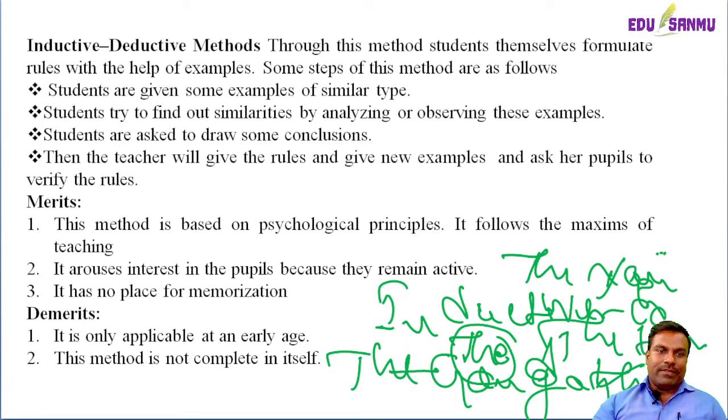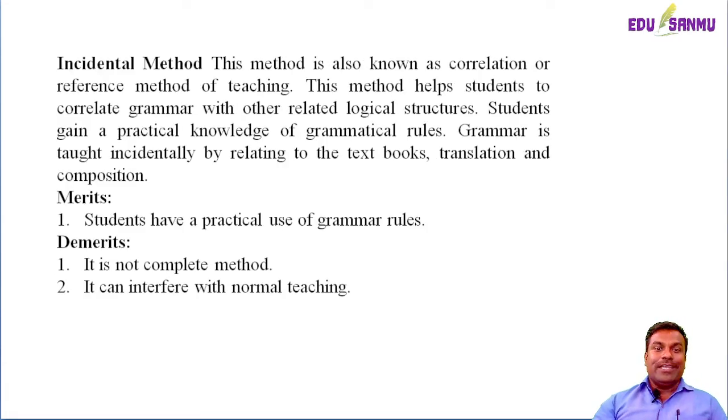It's one of the good methods, but this method is not complete in itself, because with all the rules and examples, trying practice again and again, students may get a little bored sometimes. So that's why it is better as an early stage method. So that is the inductive deductive method. Then the third one is the incidental method.